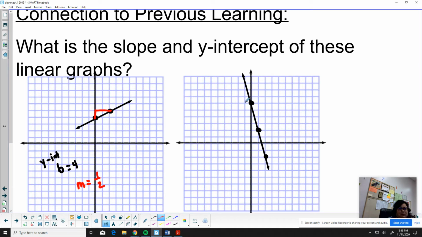So press pause and you try this one. Come up with the slope, which is the m, and come up with the y-intercept, or the b. All right, so my y-intercept is right here. That's 1, 2, 3, 4, 5, 6. So my b is 6. And my slope is down and over. So 1, 2, 3, 4, down. Since I went down, that's negative 4. And then over 1. So my slope is negative 4 over 1.